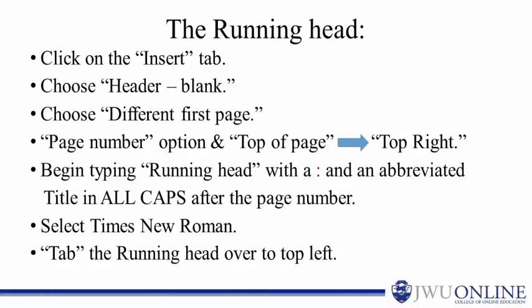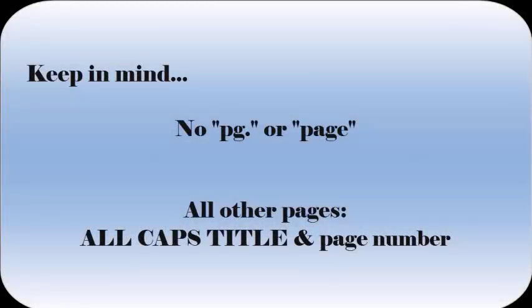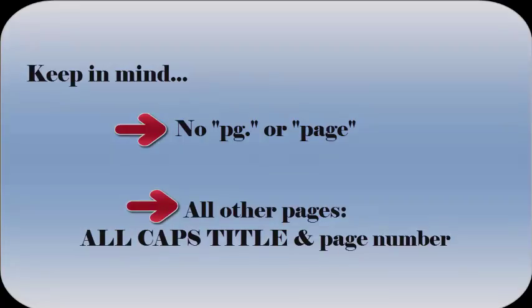Number 5, begin typing the words running head with a colon followed by an abbreviated title in all caps on the right side of the page after the page number. Number 6, remember that the default font for Word is Calibri, so you will need to change the font to Times New Roman. Finally, number 7, tab the running head over so that it is aligned with the top left of the document. Keep in mind, only the number should appear on the right-hand side. No PG or page. All other pages in your paper should contain only the abbreviated title in all caps, no running head, and the page number.